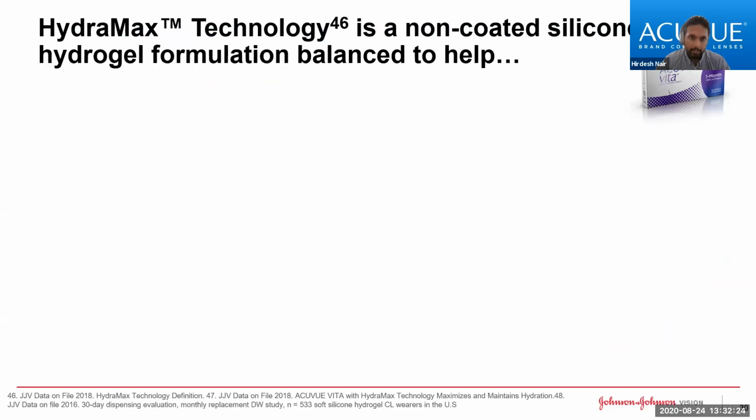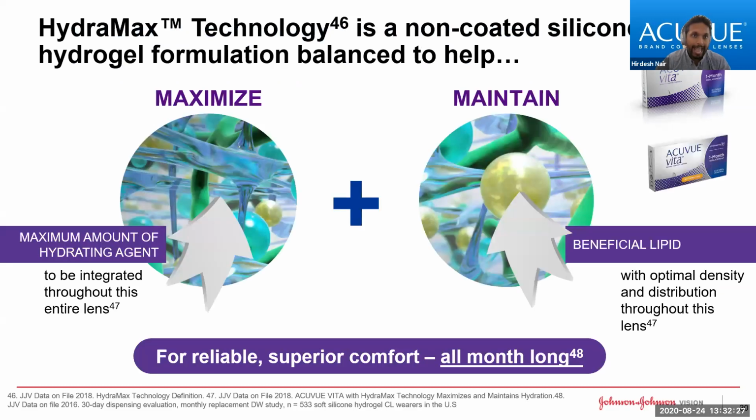Acuvue Vita is a monthly lens, and it has a specific technology called HydraMax technology. The lens itself is non-coated, and it is designed differently. The scientific name is Senofilcon C. We've taken an existing contact lens material, Senofilcon A, in our family, and we've modified it. We've maximized the amount of hydrating agent within the lens, and we've also created a lens that can work really harmoniously with the lipid layer.